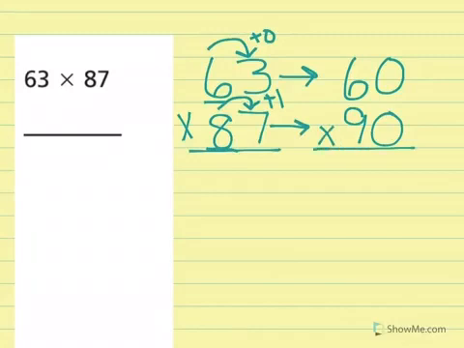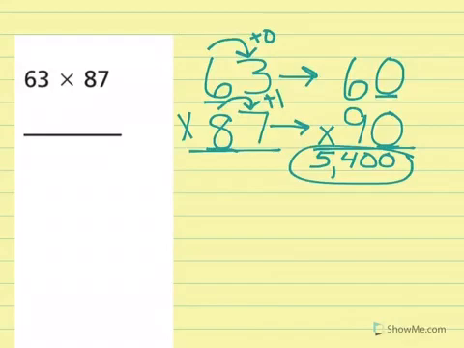Again, I can use my zero trick to multiply. 9 times 6 is 54, and I have 1, 2, 2 zeros. My estimate is 5,400.